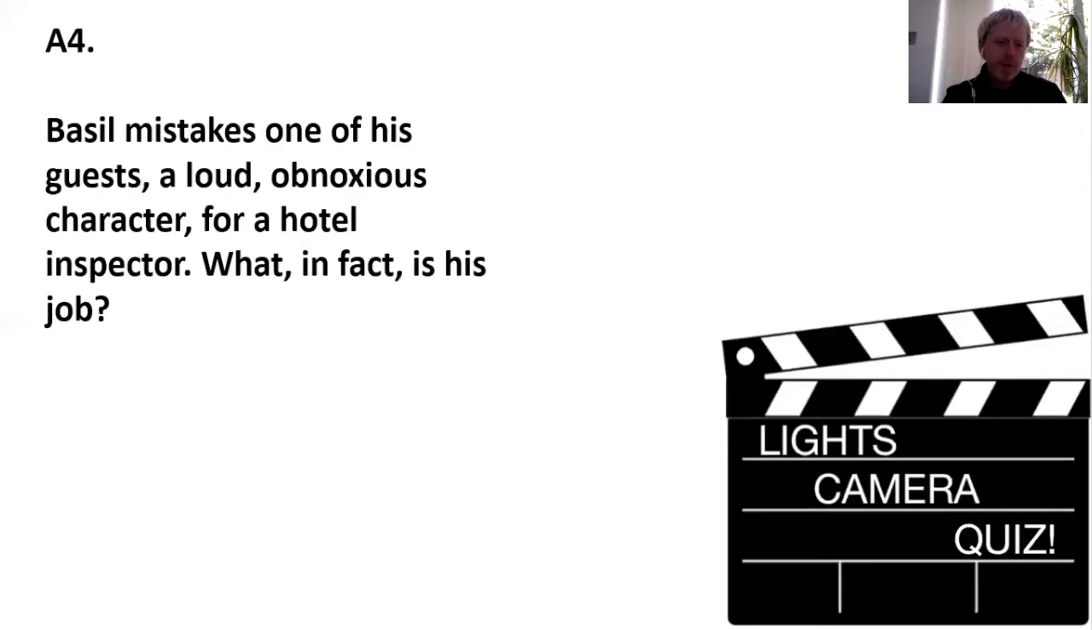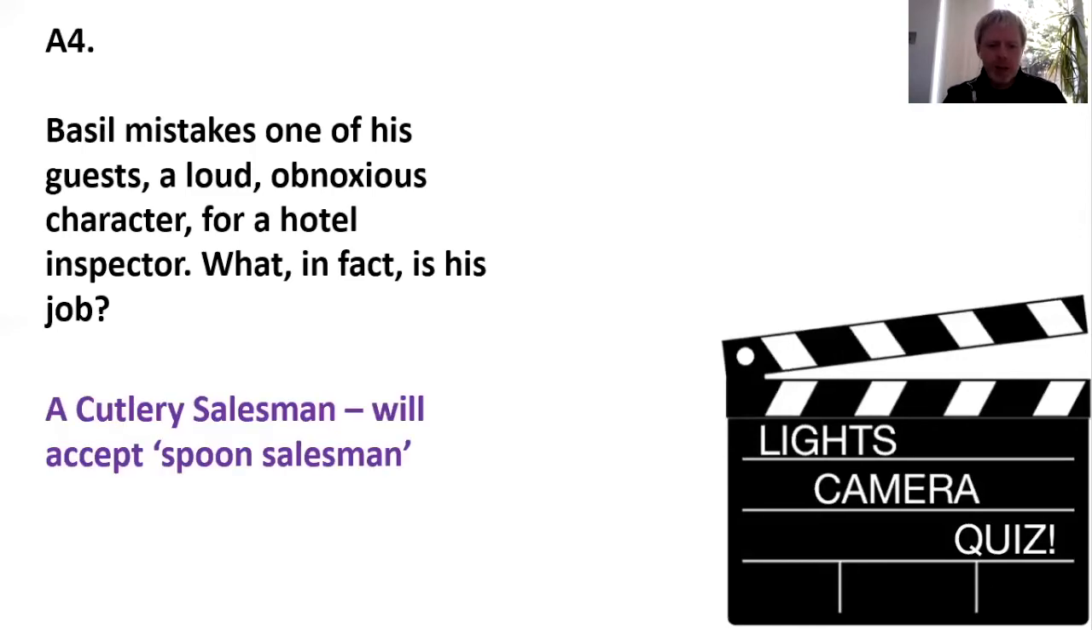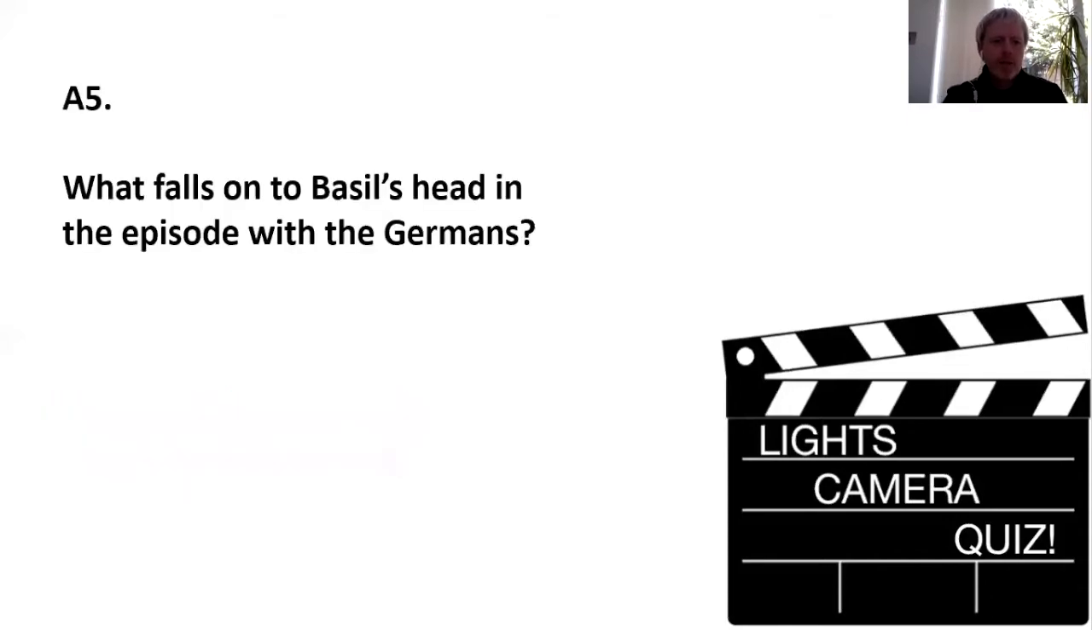Question 4. Basil mistakes one of his guests for a hotel inspector. What, in fact, is his job? Well, he's a spoon salesman, or a cutlery salesman, as Sybil reports him. Character brilliantly played by Bernard Cribbins, I think. Question 5. What falls onto Basil's head in the episode with the Germans? A moose head that was hanging on the wall falls down, hits him on the head, gives him concussion, sends him a little bit doolally.